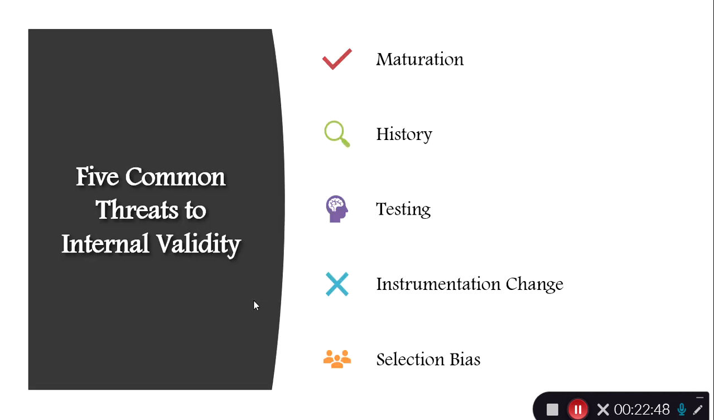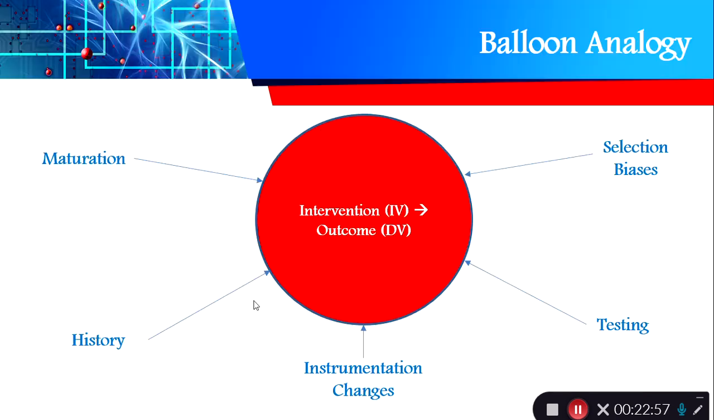So here are the 5 most common threats to internal validity: maturation, history, testing, instrumentation change, and selection bias.